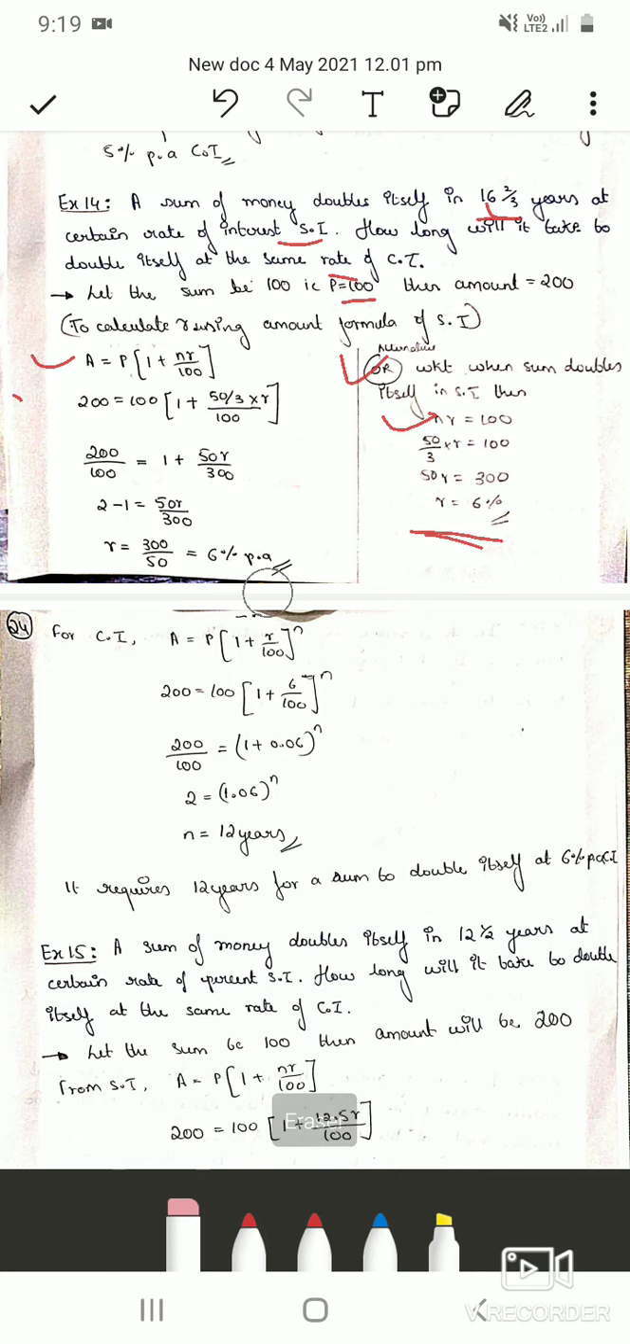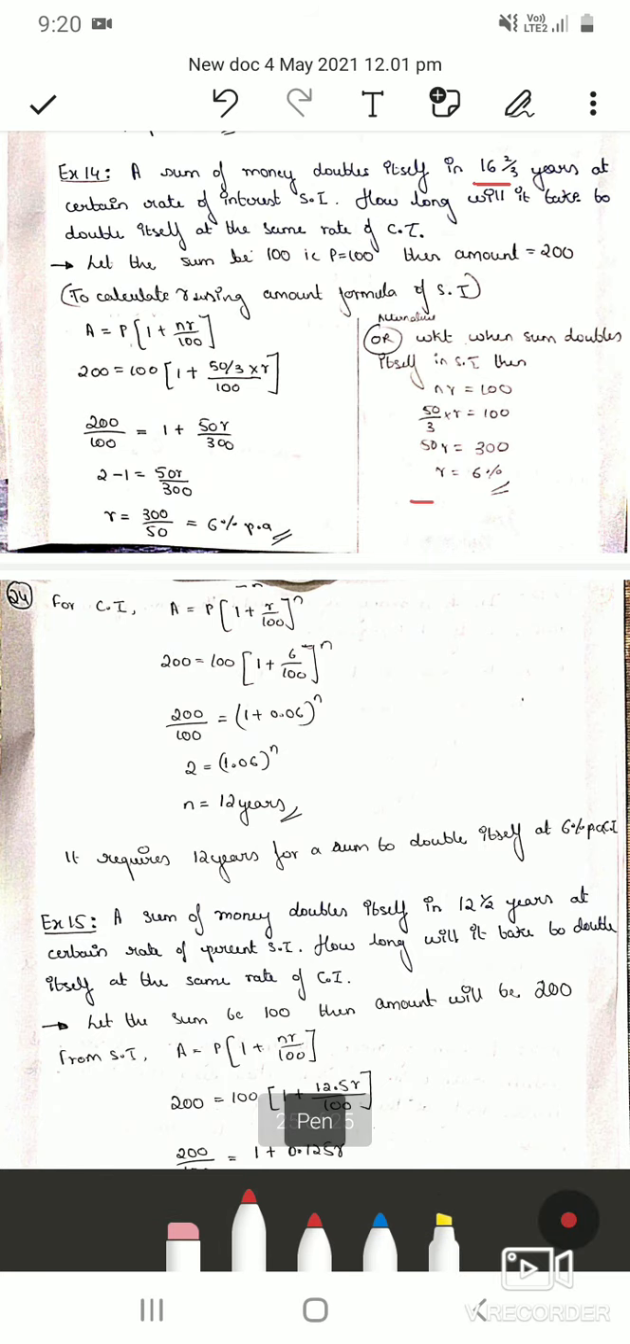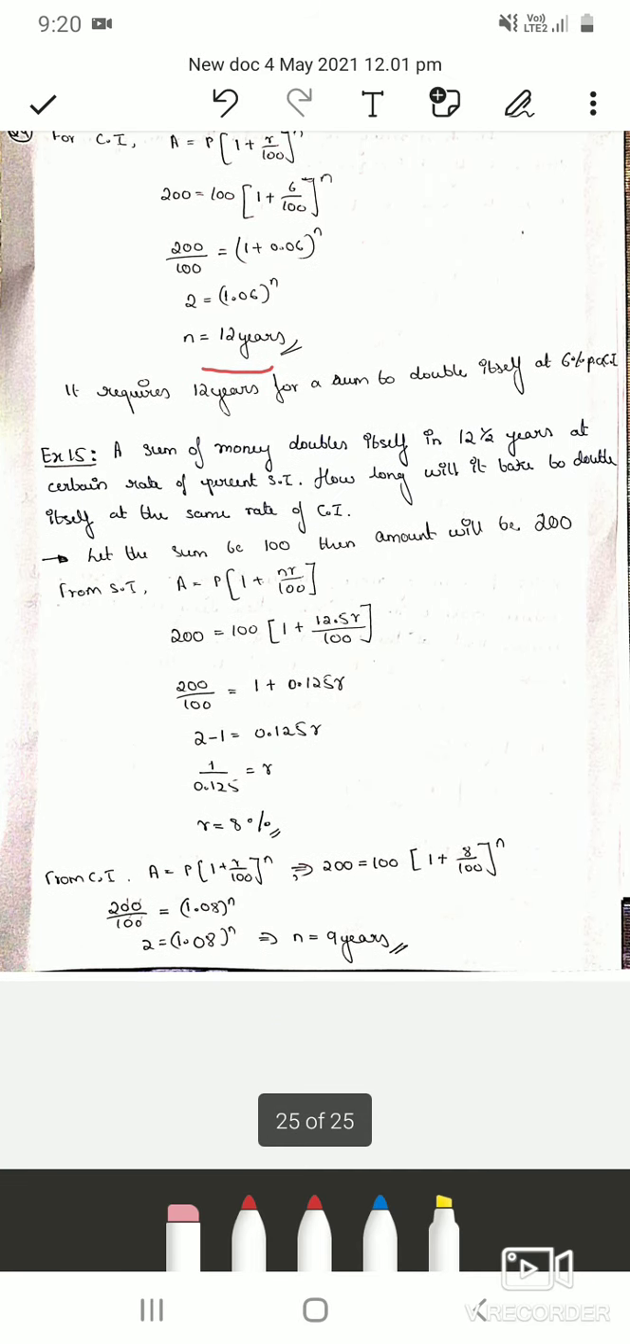So in this question, what we have done, first we have found the rate of interest in simple interest by using the formula of amount, or else by using nR equal to 100. We got 6%. Then they have given with the same rate, we have to find in compound interest how long it will take for the same sum to double itself. So it requires 12 years. So in simple interest, it requires 16 and 2 by 3 years. In compound interest, it requires 12 years. So you can see compound interest is more beneficial.